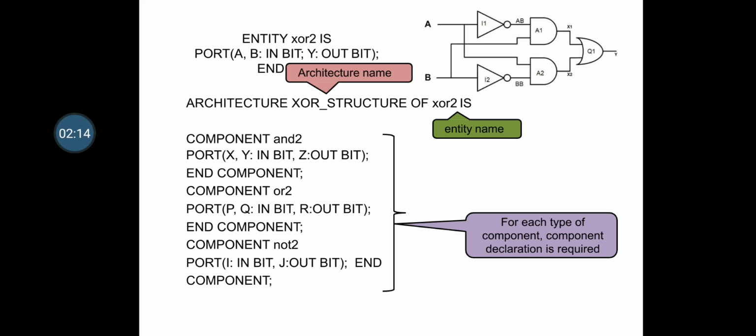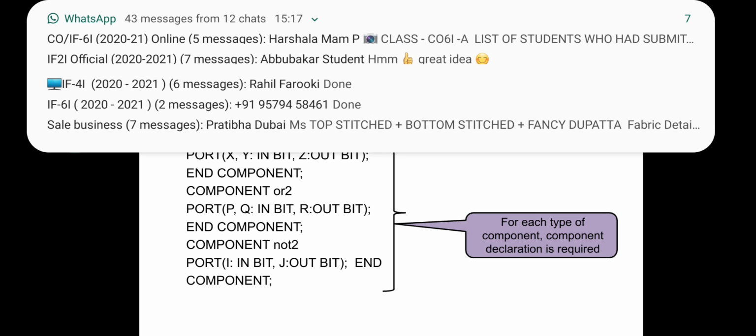Then we are going to write the architecture. You have to use the reserved word architecture, and give a name to the architecture. Here I have given the name XOR_structure of XOR2 is, where is is the reserved word and XOR2 is the entity name. So you have to understand here that this architecture is for the entity XOR2. That is actually the meaning.